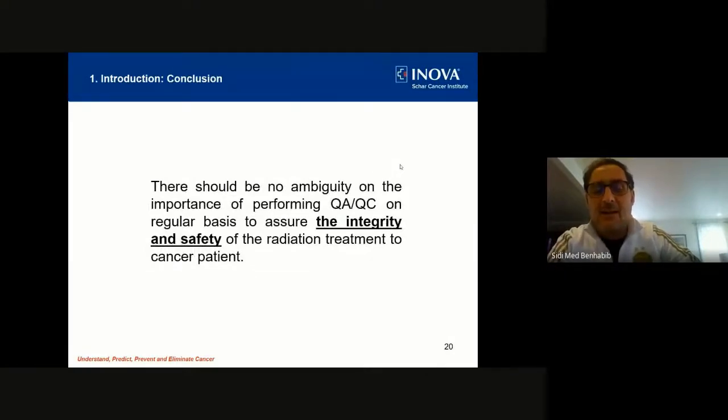There's like a delay. So quickly, a conclusion about this introduction is that there should be no ambiguity on the importance of performing a QA or QC on a regular basis. This is very important to assure the integrity and safety of radiation treatment to cancer patients. So we have a duty as medical physicists to work as a safety net and to provide a safe treatment and a good treatment to the patient. So there should be no ambiguity on that. Next slide, please.